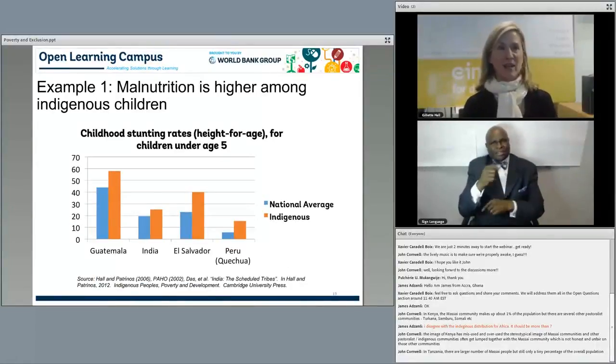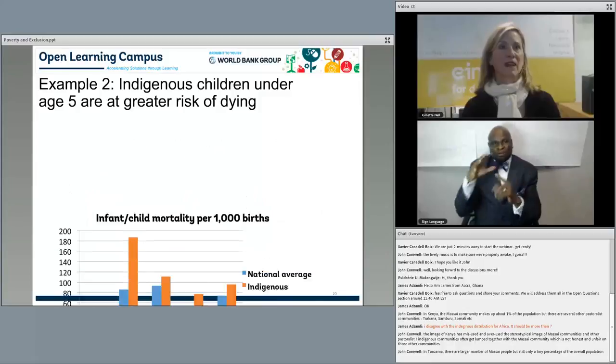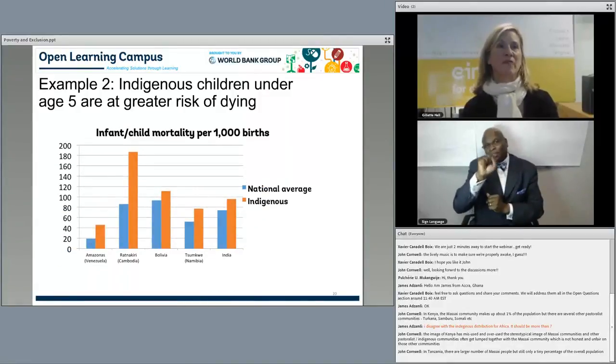In the limited time that we have, I wanted to show you just a smattering, an example of what we're finding in terms of the child development gap. So stunting rates all over the world, in every country we look, and these are just some examples, for children under age 5, and stunting is an indicator of serious chronic malnutrition, are very much higher for Indigenous children as opposed to the national average. Indigenous children are also at far greater risk of dying before they reach age 5. And again, here are just some examples from all over the world.